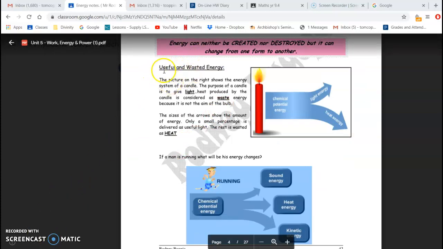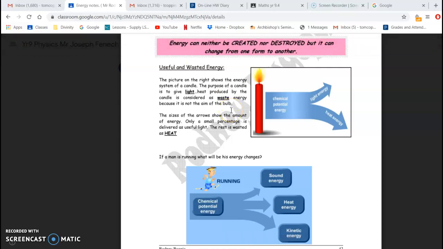There's always useful and wasted energy. Useful energy is when, for example, you light a candle and it creates light energy. The whole point of switching on a candle is that you create light. Now, the heat it creates is considered to be waste energy because it's not the aim of the candle.